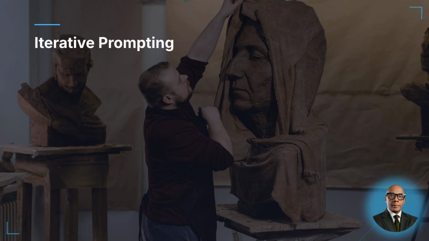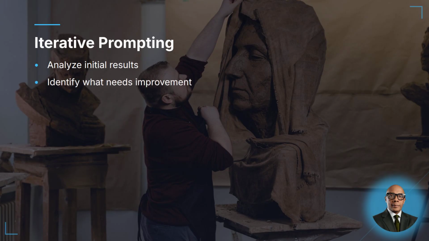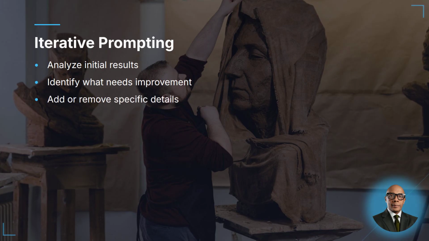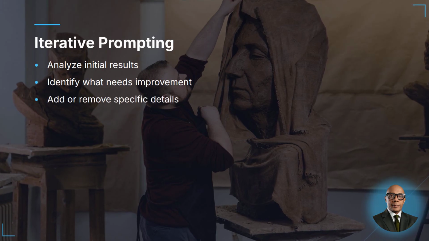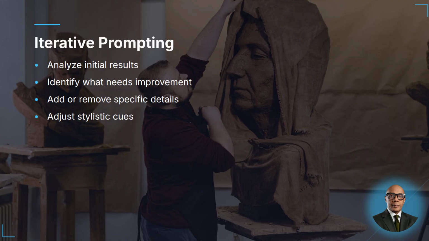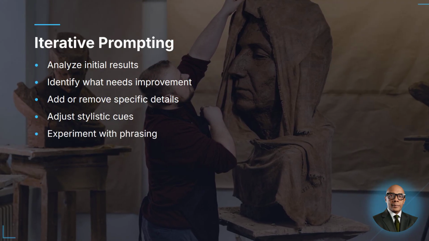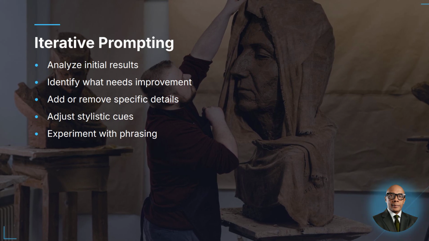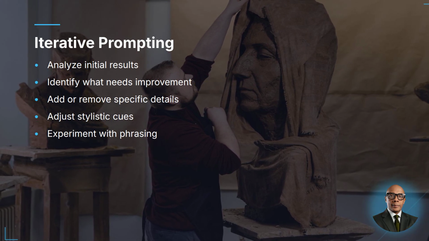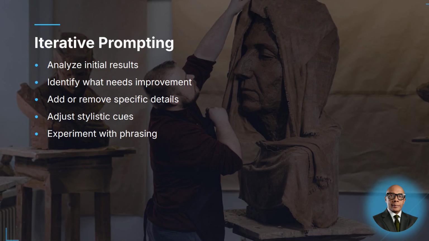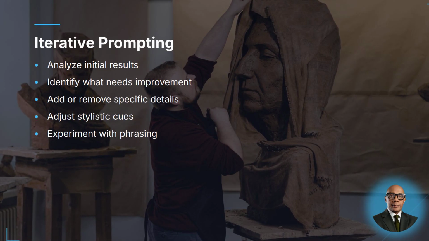The secret to great image generation is iterative prompting. Start by critically analyzing your initial results. What looks good, what's missing, or what's not quite right. Then, go back to your prompt and make targeted adjustments. This could mean adding more specific details, removing elements that aren't working, adjusting your stylistic instructions, or even just rephrasing parts of your prompt to be clearer. Think of it as sculpting with words.